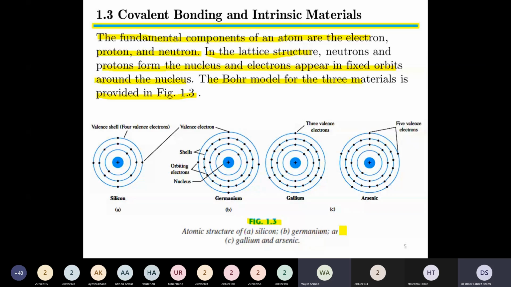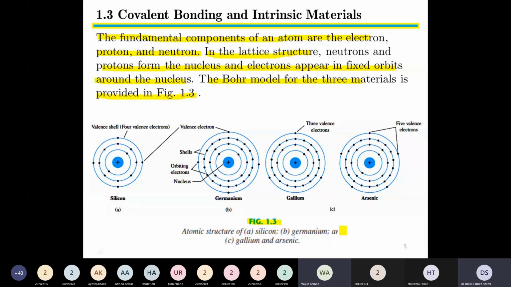And then if you look at figure 1.3, part C, we see the gallium and arsenic compound. Gallium has 3 valence electrons and arsenic has 5 valence electrons. So how do they make a molecule anyway? It's quite simple. They form a covalent bond.